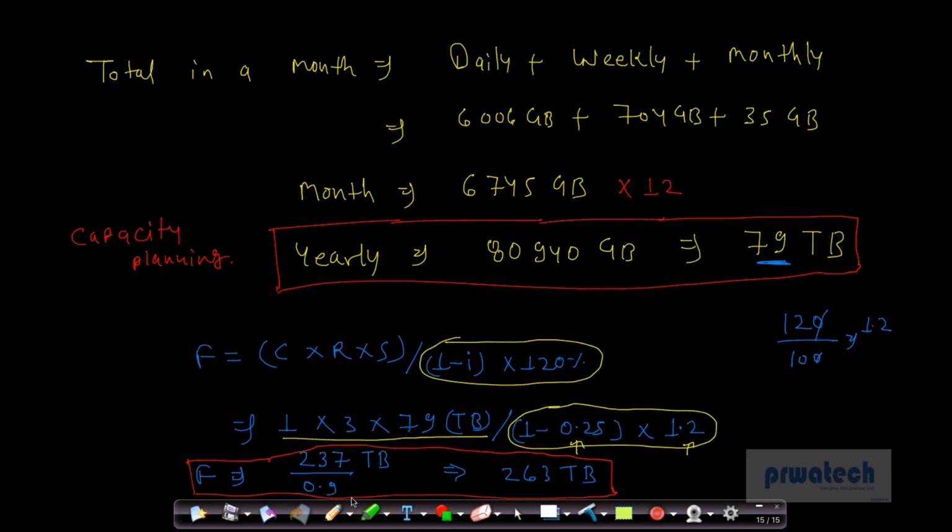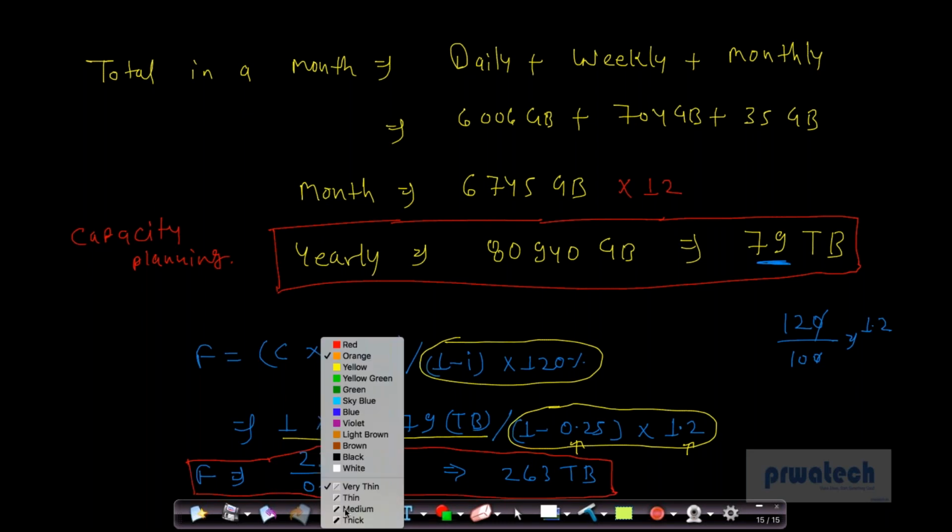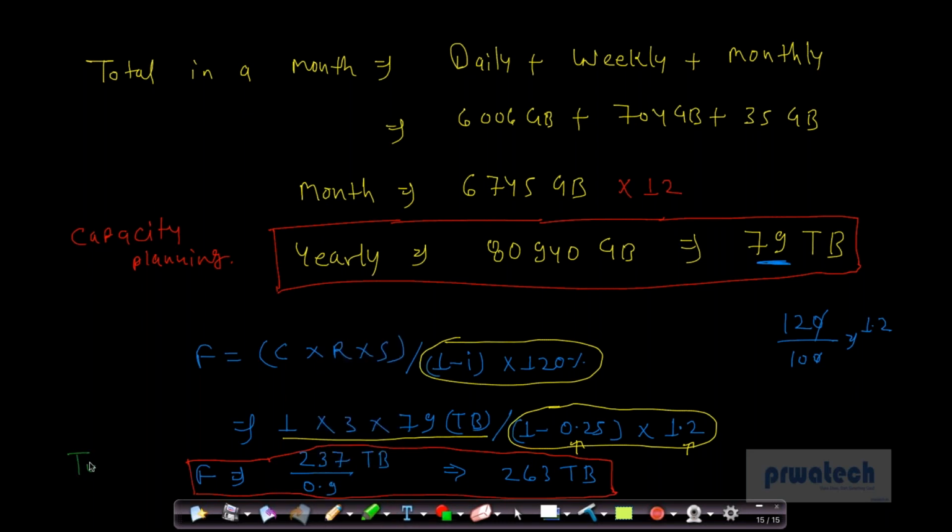No problem. So 263 terabyte is the total space, which we need for a year. Now you need to calculate the number of nodes.